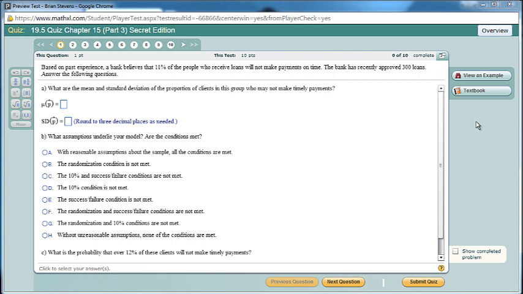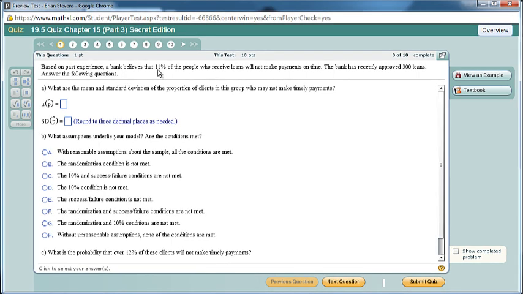So chapter 15 is one of the toughest chapters we have, or it's where things really pick up steam. And let's start taking a look at these problems. Although this problem is on your first set of questions, we will review it right here. Now, this bank knows that apparently 11% of people do not make their loan payments on time. This is from their past experience, as you see right here. 11% of people do not make their loan payments on time. This is what we would expect.